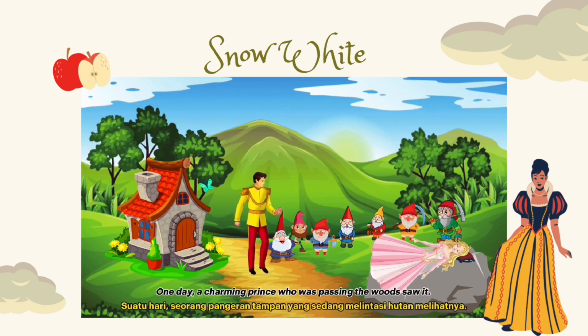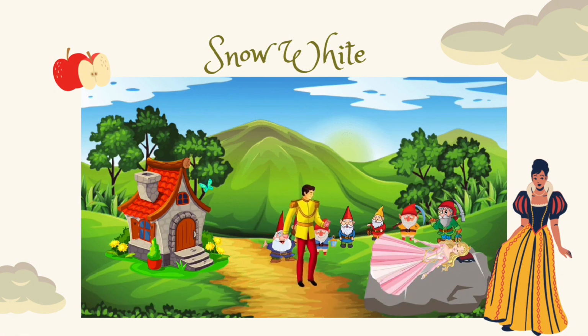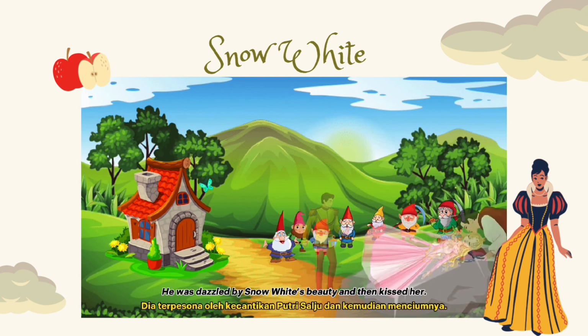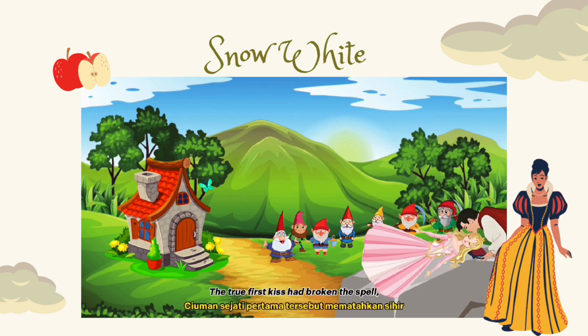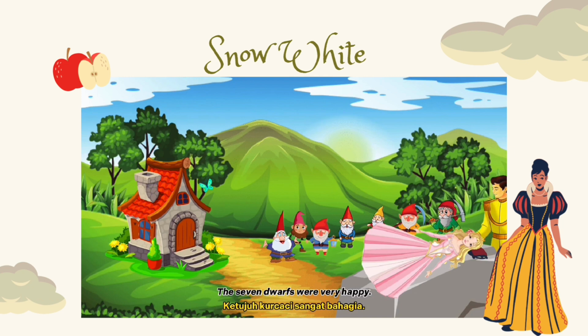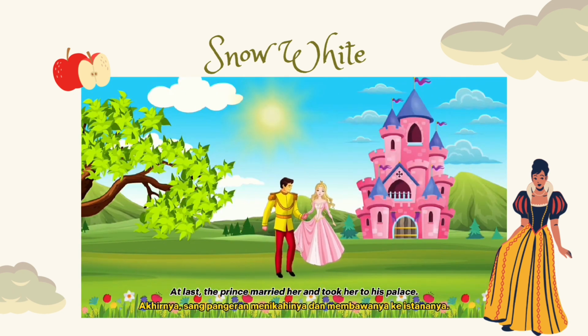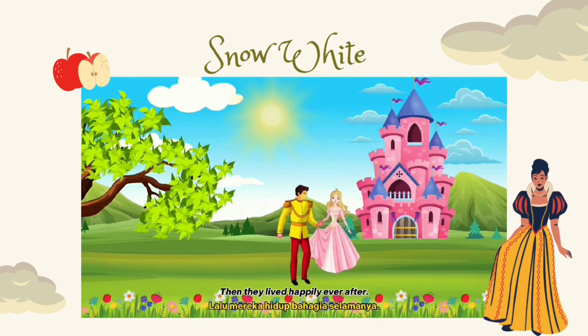One day, a charming prince who was passing through the woods saw it. He was dazzled by Snow White's beauty and then kissed her. The true love's first kiss had broken the spell, and Snow White awoke from the deep sleep. The 7 dwarfs were very happy. At last, the prince married her and took her to his palace. Then they lived happily ever after.